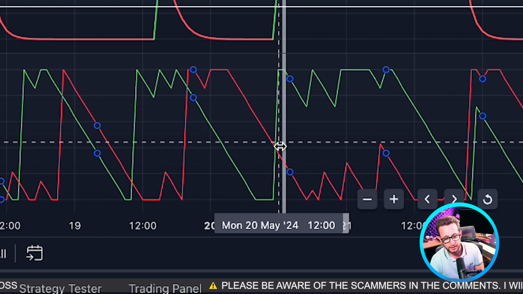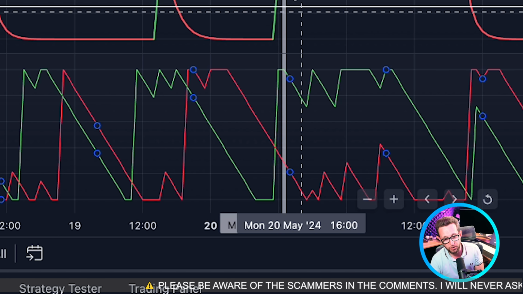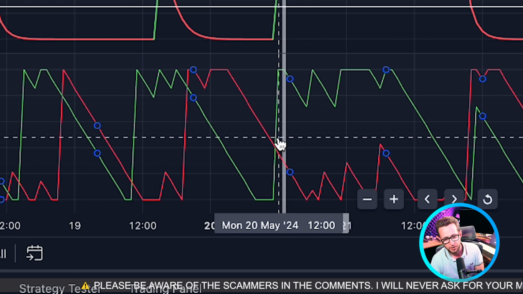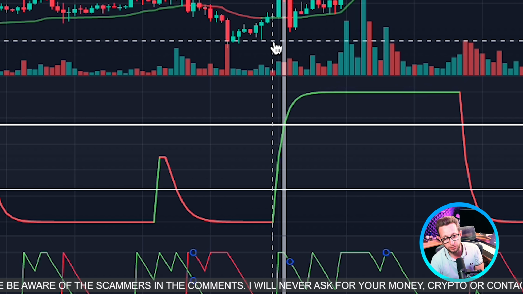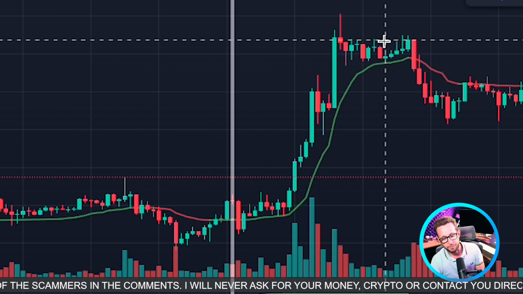Very, very simple. So as you can see, this would have confirmed our entry that we were talking about just here. We have green above red. We have our STC in green as well. And we are trading above the baseline.